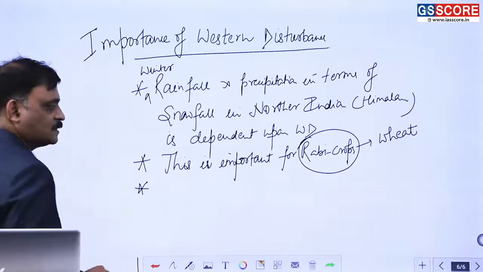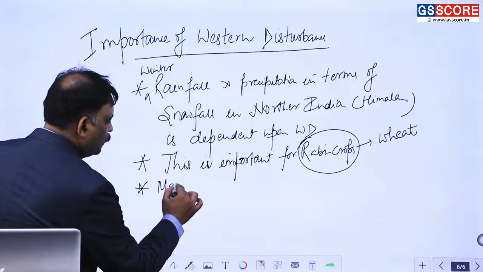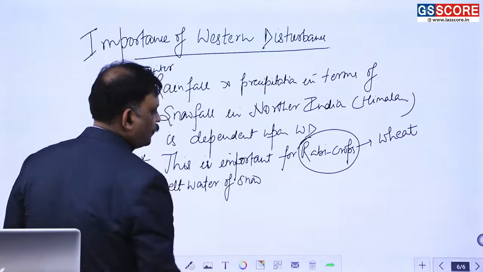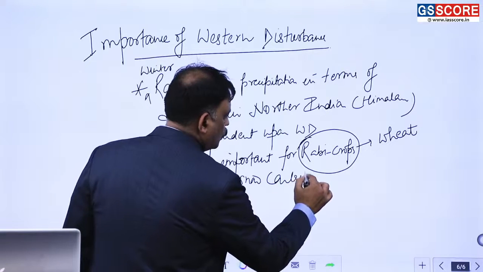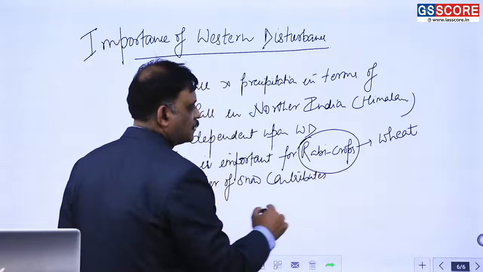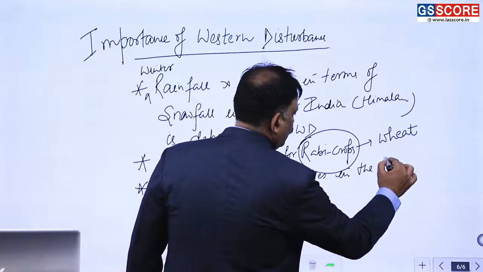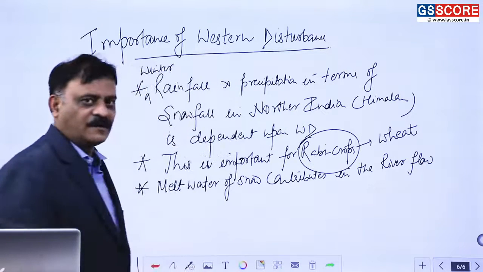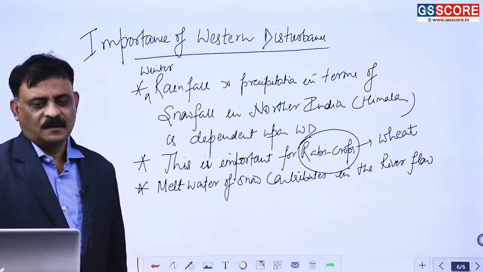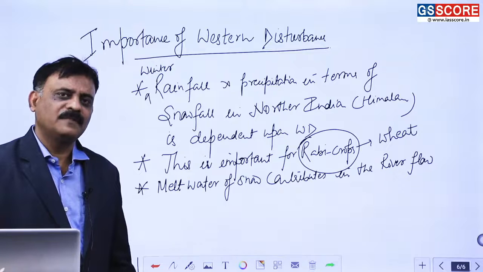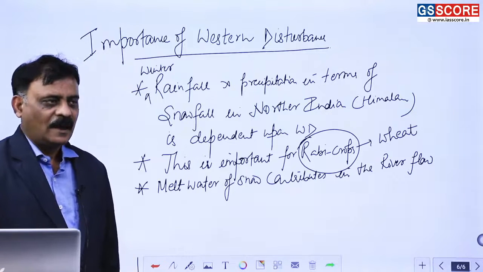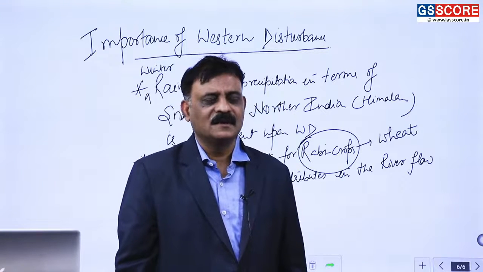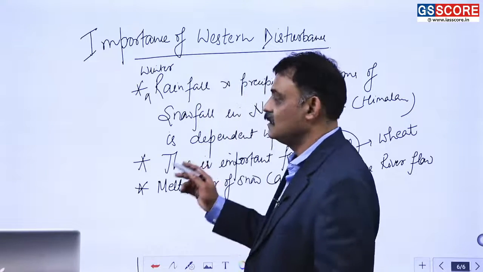Another important aspect is that melt water of the snow contributes in the river flow, because most of our Himalayan rivers are generally dependent upon the melt waters of the snow and the glaciers. And most of the snow or the thickening of the glaciers tends to take place when we have snowfall in the winter period.